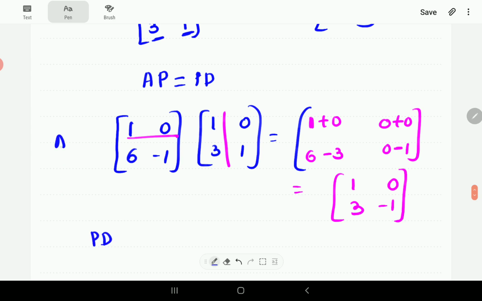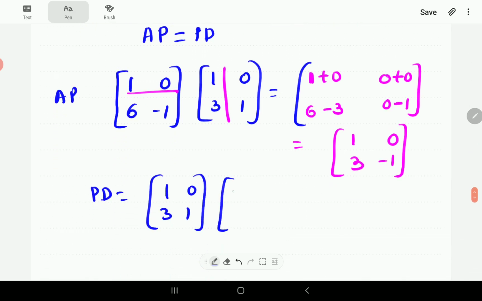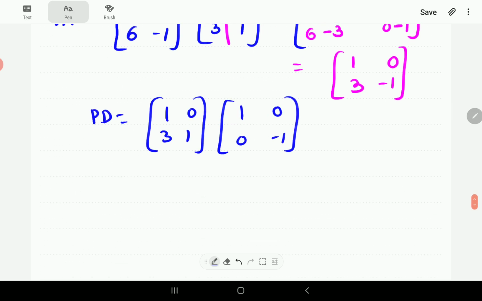This is your A into P. Okay, so P into D is 1031, and your D is 100 minus 1. So let us multiply this one.